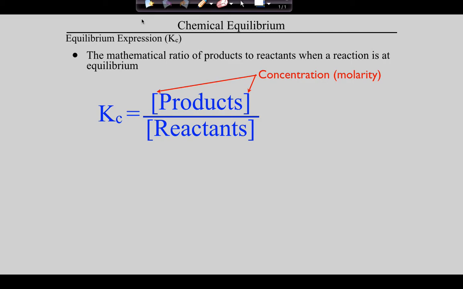Now guys, the problem is that because the arrow goes in both directions, we really can't say this is reactants and this is products, because it goes both directions. So we're going to say this: the products are always on the right and the reactants are always on the left.